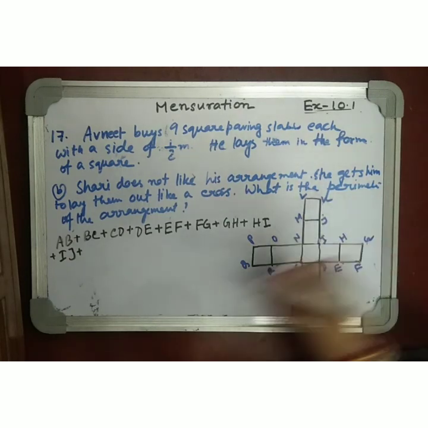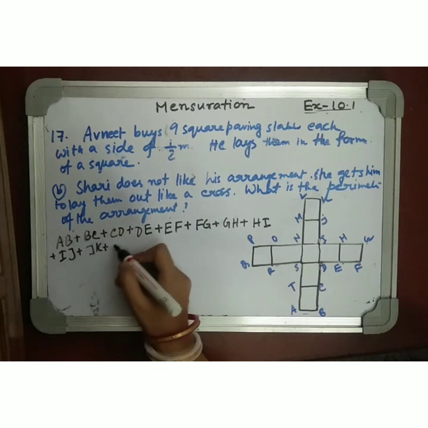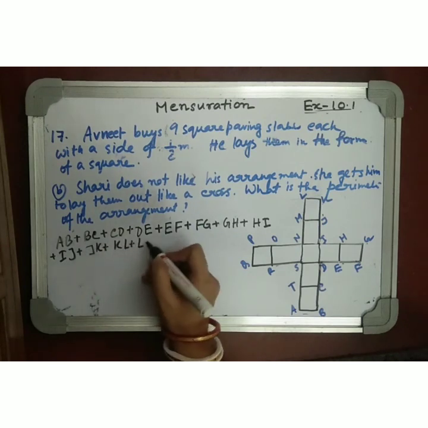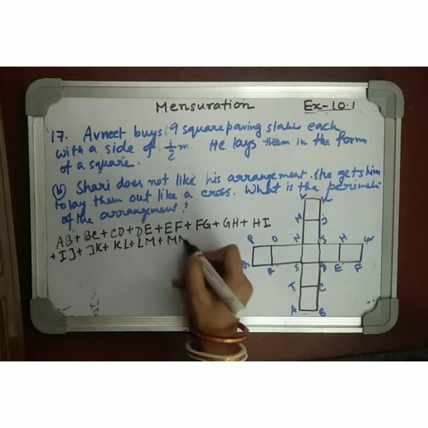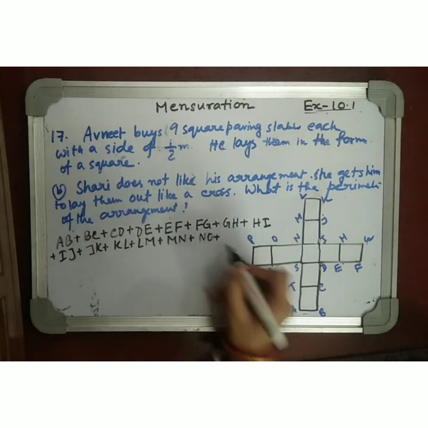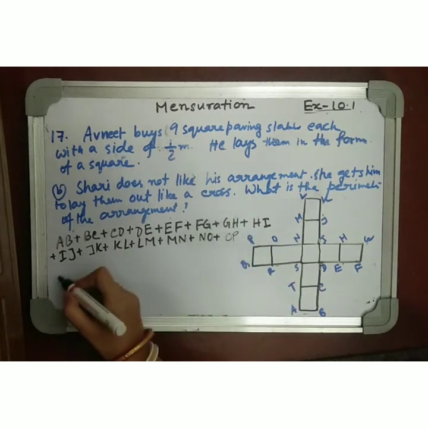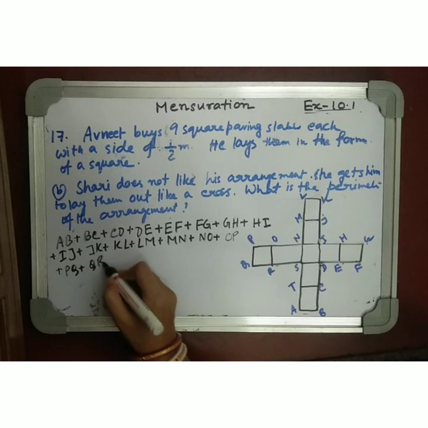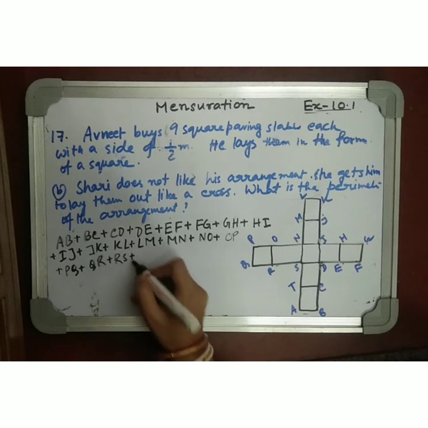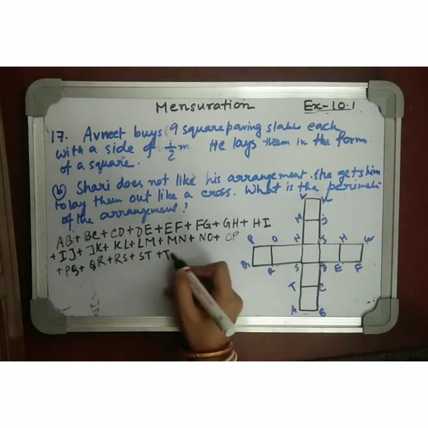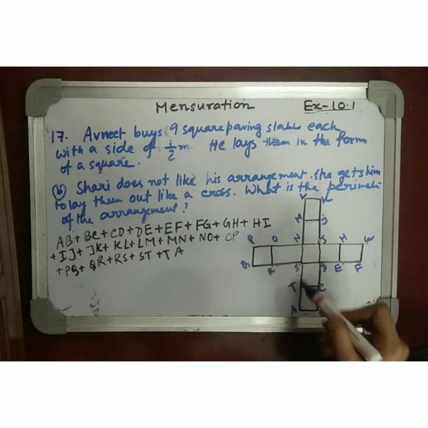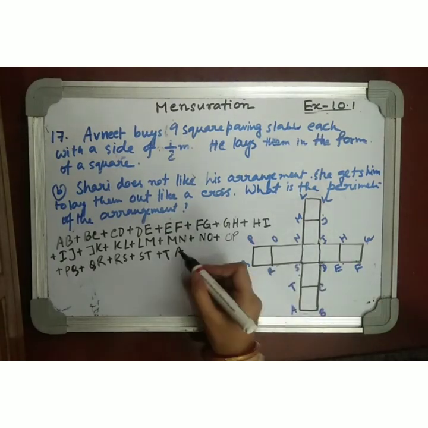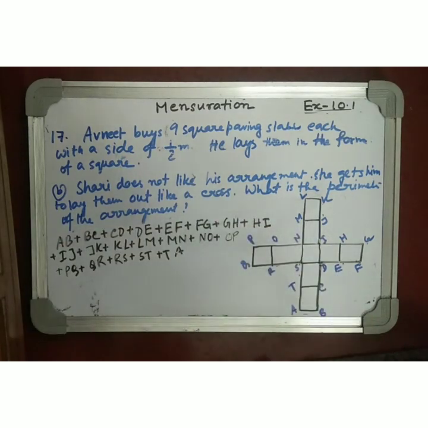So, JK, KL, LM, MN, NO, OP, PQ, QR, RS, ST, TA. All the sides are having half meter length. Each of them is having half meter length.